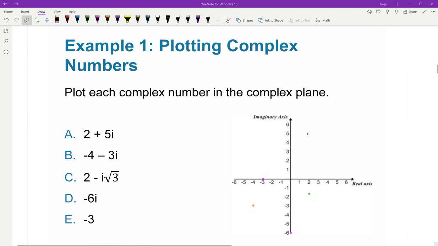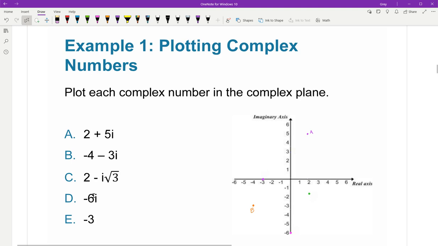All right, first example, we're going to plot each of these. And you can see I've actually plotted all of the points, but let's hope we have no trouble finding out which one's A, B, C, D, and E. So if you're really good, pause it, see if you can get it right, and then click back and check your answers. So 2 plus 5i, they're both positive, so over 2 up 5 is going to put point A right there. B, negative 4 minus 3i, they're both negative, so I'm going to go negative 4 and then down 3. So to the left and down is going to make this point B.